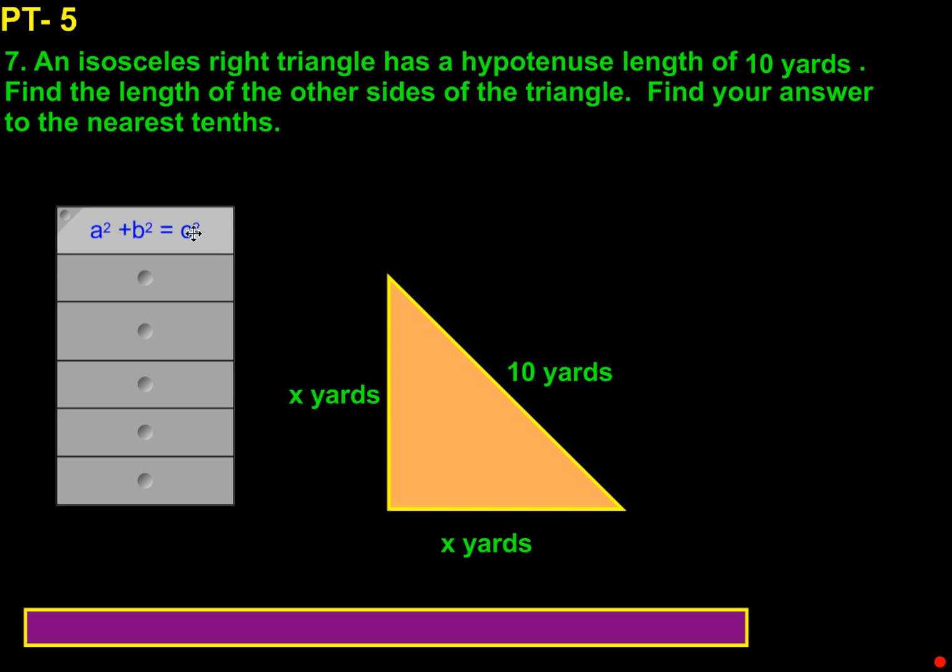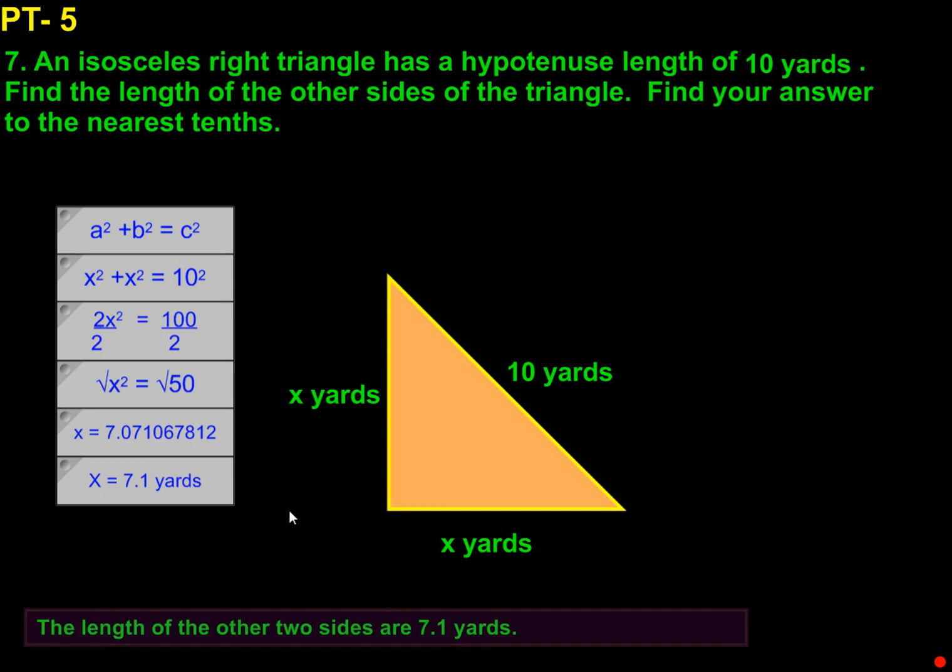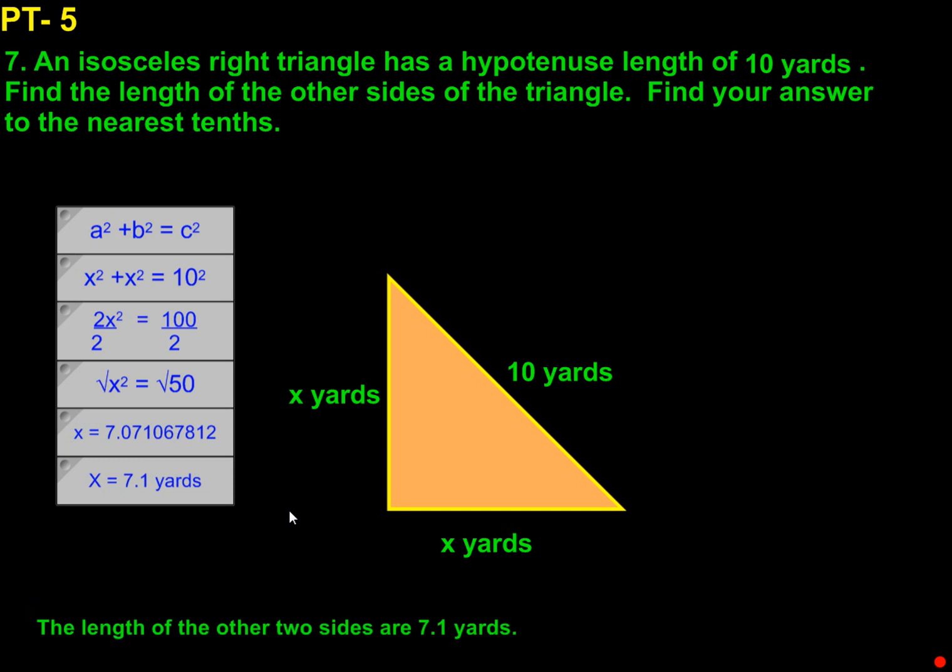So we plug these in. We have a squared plus b squared equals c squared. We have x squared plus x squared equals 10 squared. We can combine like terms. So we get 2x squared equals 100. If we divide by 2 on each side, that gets us x squared equals 50. And then we do the square root of each, and that's going to get us x equals, and this is a full calculator display, 7.0710678812. If I round that to the nearest tenths, I get 7.1 yards, and putting it into a sentence, the length of the other two sides are 7.1 yards.